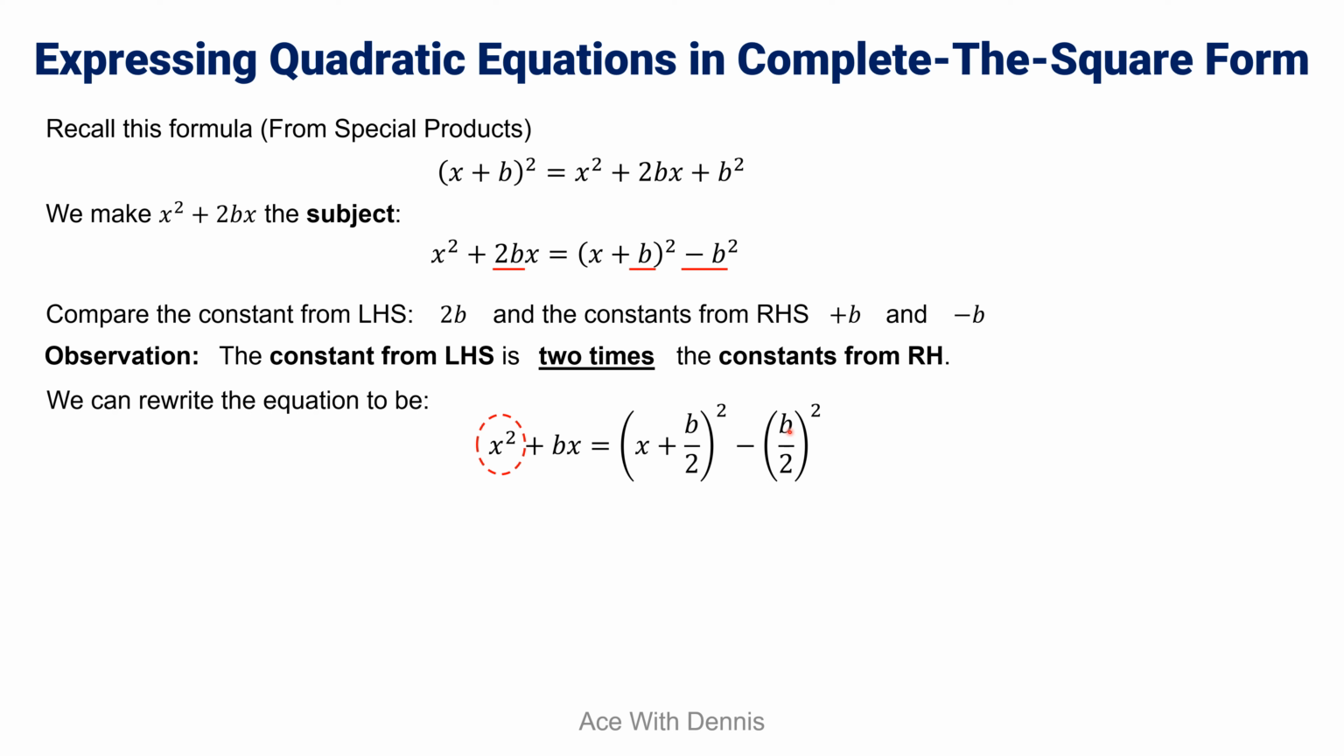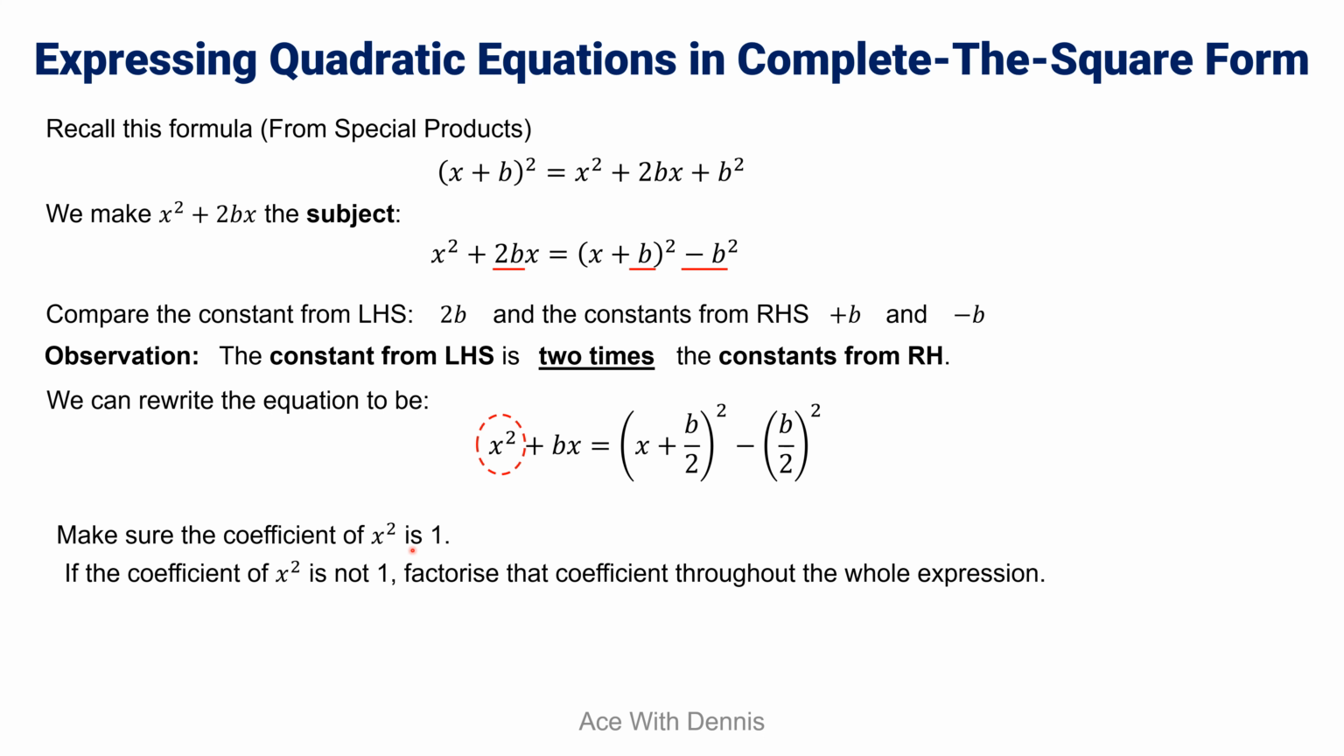Okay, now take note of the coefficient of x squared here. Make sure that the coefficient of this x squared is 1. If the coefficient of x squared is not 1, then we need to factorize the coefficient throughout the whole expression. So do remember this equation or formula that we can use to express quadratic expressions in the completing the square form.